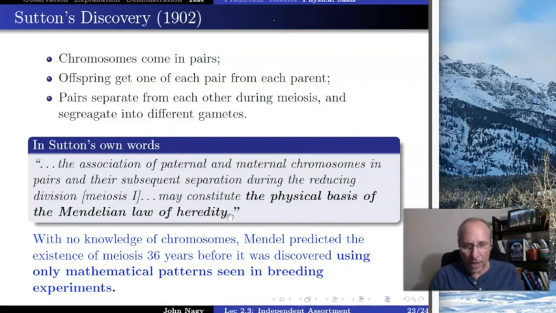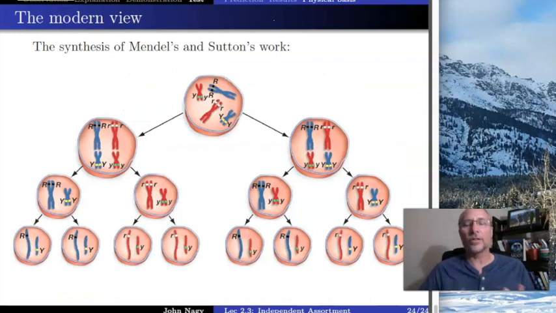Mendel, 35 years before the discovery of chromosomes, had no idea what chromosomes were. Just by looking at the numbers of individuals born from particular crosses, he predicted the existence of meiosis. That is badass. All right, so let me look at this diagrammatically.